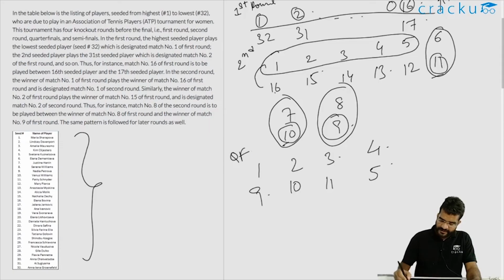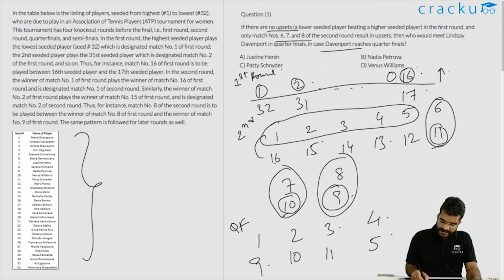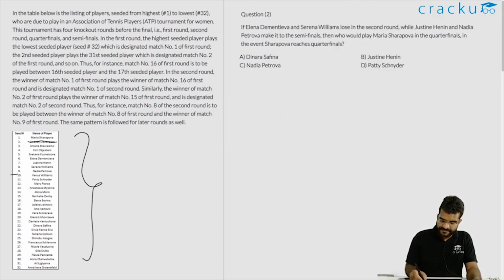Now we are required to find out who Lindsay Davenport would face. Now let us check what is the seeding of Lindsay Davenport. Lindsay Davenport is seed number 2. So she will face seed number 10. Seed number 10 is Venus Williams. So the correct answer is option D. Now let us go to the next question.